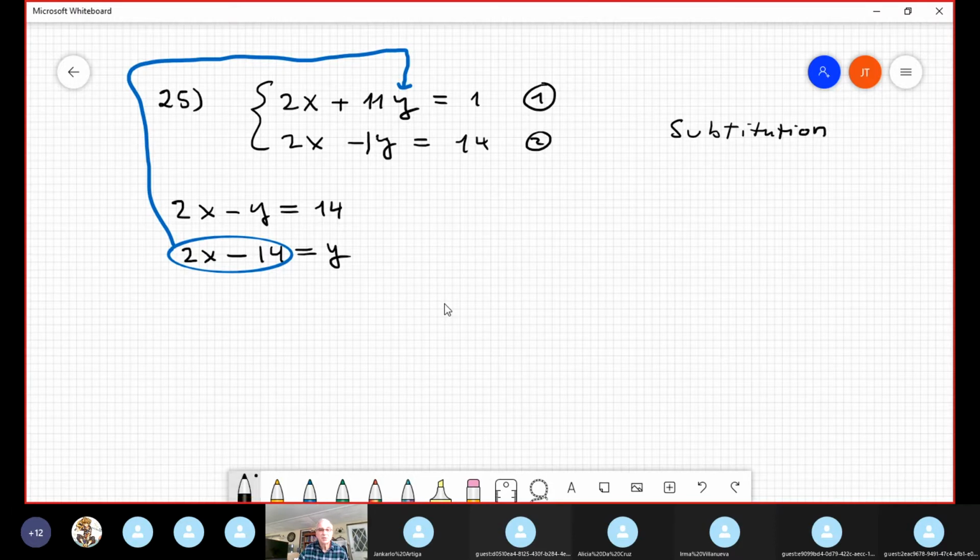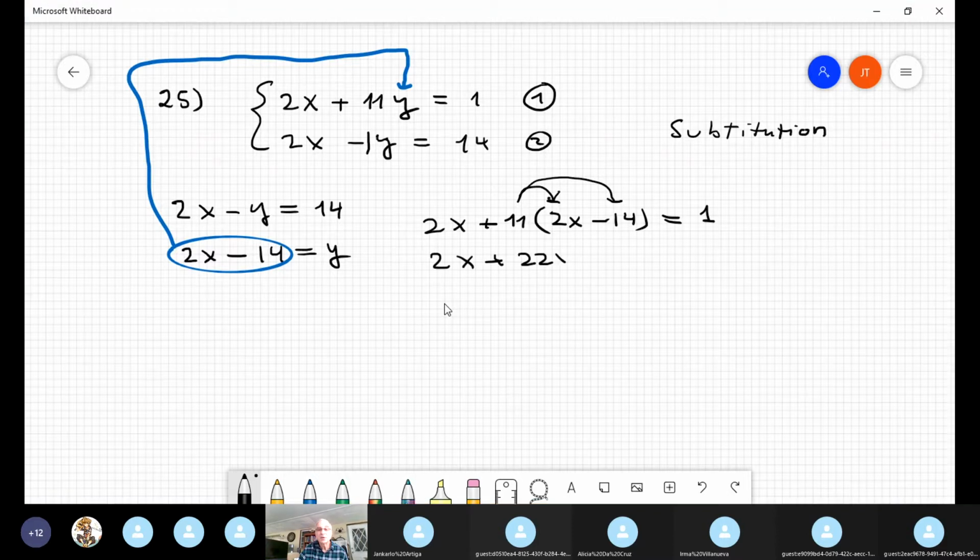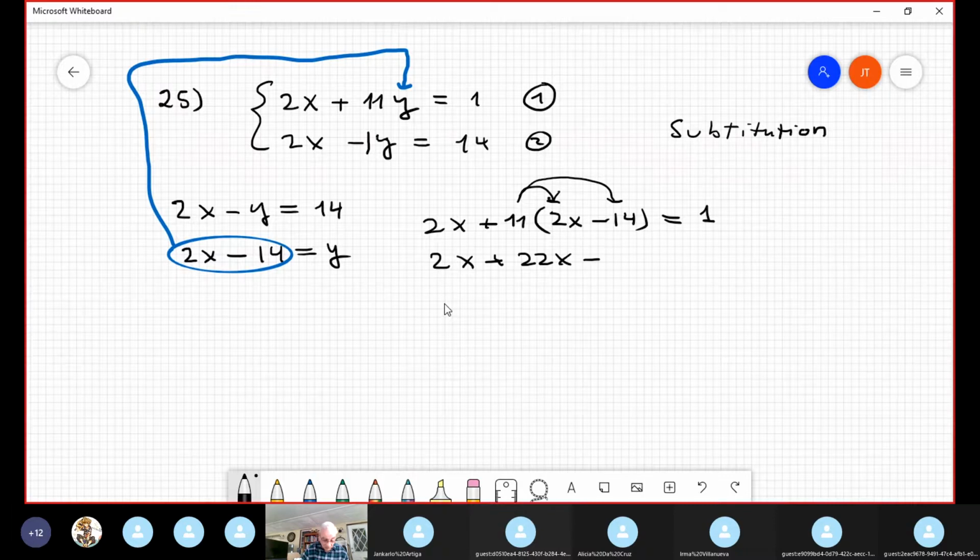Here. I copy 2x plus 11, parenthesis, extremely important, the parenthesis 2x minus 14, equal 1. Apply this trivial property. 2x plus 22x minus, wow, it's 11 times 14. I put it in my calculator, of course. 154. Minus 154 equal 1. We combine like terms. 24x.